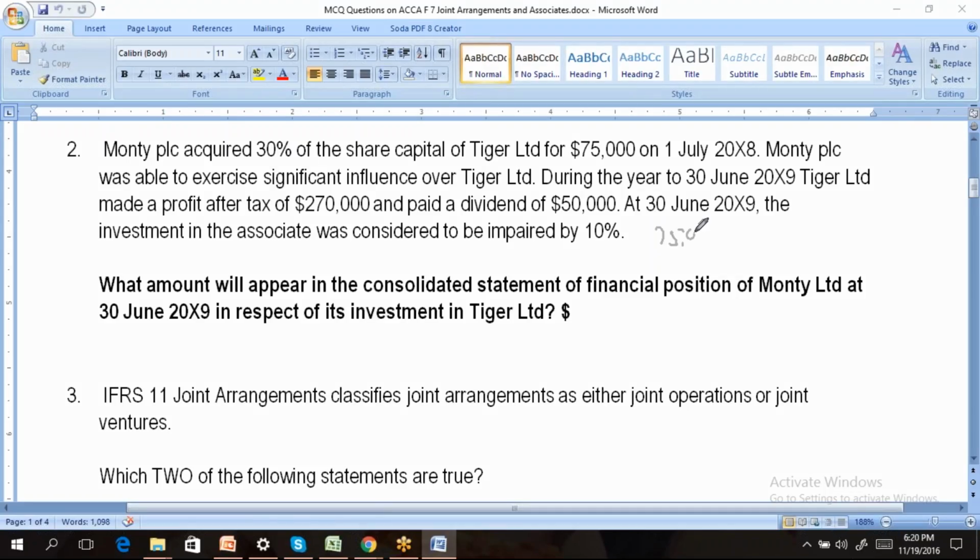Post-acquisition profits. What is the post-acquisition profit when they acquire the company? It was 270, because they acquired it at the beginning of this year. They don't have retained earnings or anything you need to worry about, because they acquired it at the beginning of this year. So 270,000 is the full profit they made. What is our share of the post-acquisition profit? 30% of that. During the year Tiger made a profit of 270, and on the 270, 81,000 is our share.